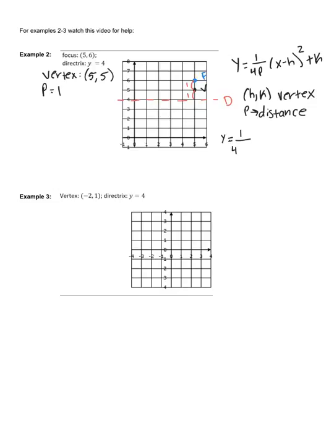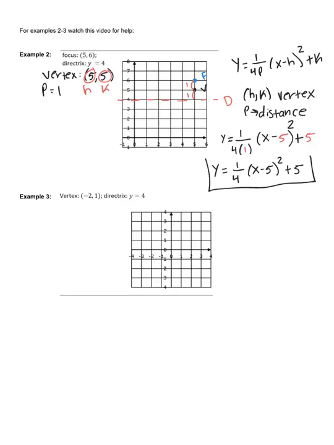So I have 4, and then I'm going to substitute p with 1. Then I've got x minus h. My h value is 5. And the 5 comes from right here. My plus k that's in the back, my k value is also 5. So this is h and this is k. So I'm going to put plus 5. When I simplify this, I forgot my squared, sorry. When I simplify this, you're going to get 1 over 4 times 1 is 4. And then I've got x minus 5 squared plus 5. And that is my equation.